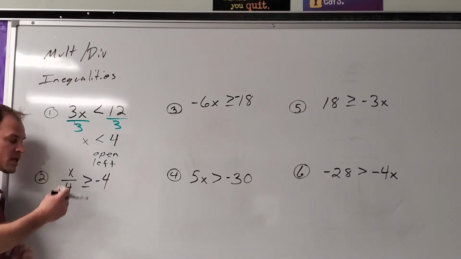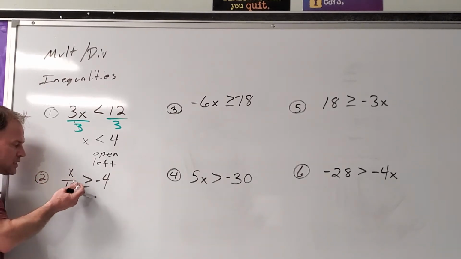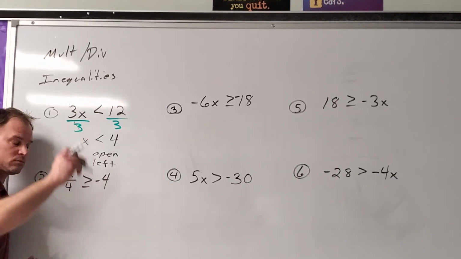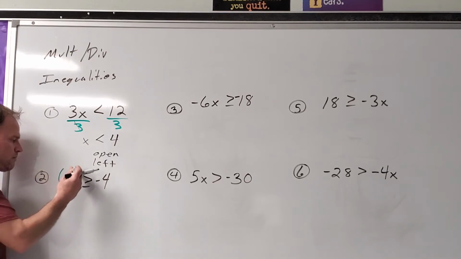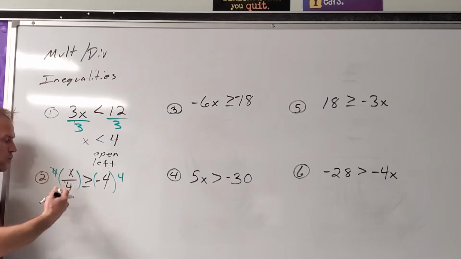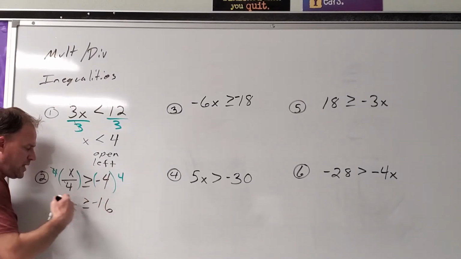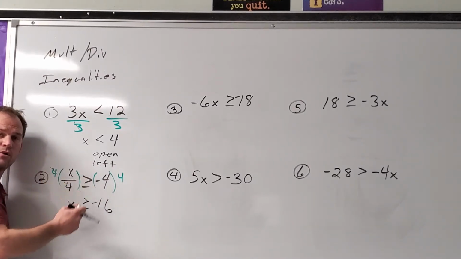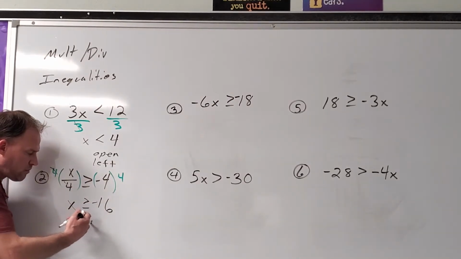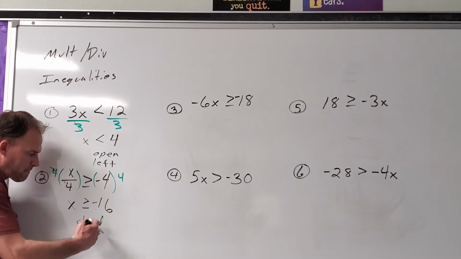Number 2. What does this mean? What operation is this? This means x divided by 4. So what's the inverse of division? Multiplication. 4 and 4 divide to be 1x. Do the math, you get negative 16. So I have x is greater than or equal to negative 16. Okay, is this open or closed? Left or right? There you go.